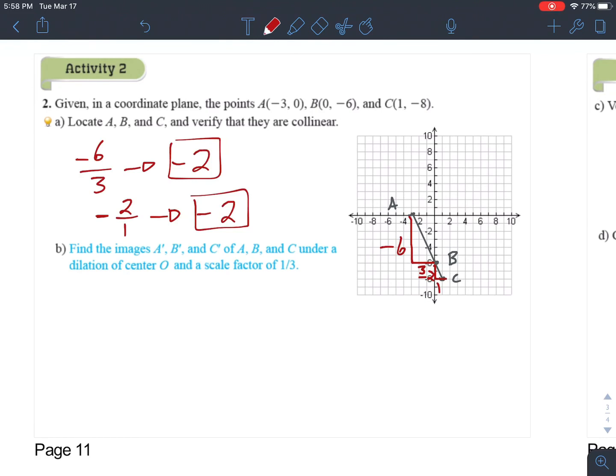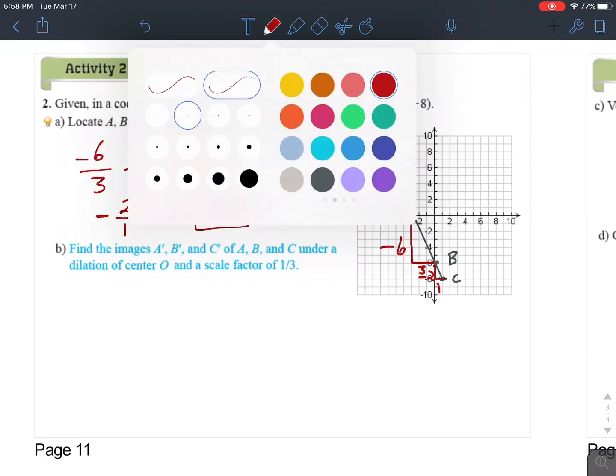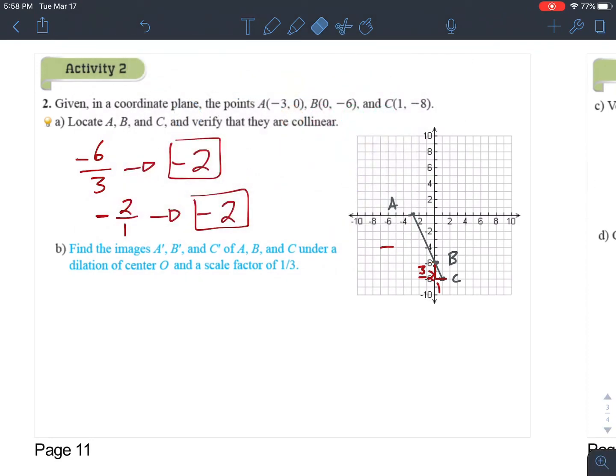Okay, then the next part is that we're supposed to find the images A prime, B prime, and C prime if we do a scale factor of 1/3. So this is going to get a little tight in this picture here, but we're going to do our best. A was -3, 0. If we multiply that by 1/3, then A prime is going to be located at -1, 0.